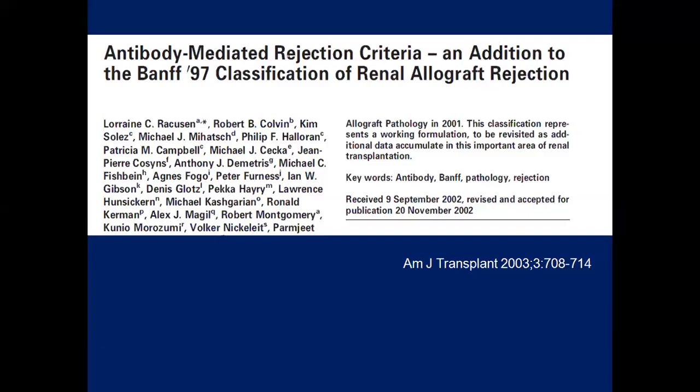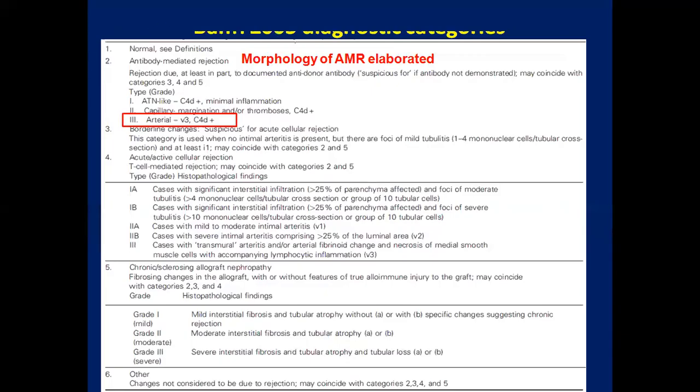Now, the antibody-mediated rejection criteria were laid down only in 1997, the BAMF 1997 classification, where they highlighted that there are some specific features of antibody-mediated rejection. And what were those specific features? The morphology of AMR was elaborated in this classification system. This was the BAMF 2003 category, and it showed that there is ATN with C4D positivity or minimal inflammation, with capillary margination or thrombosis.